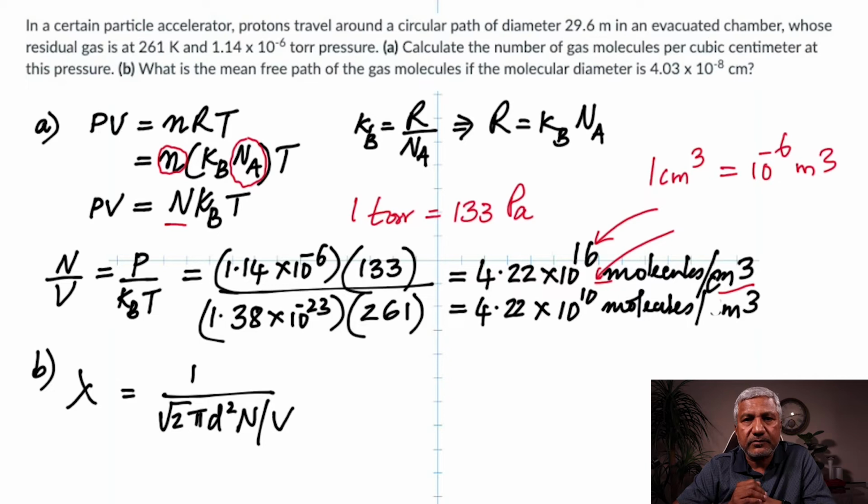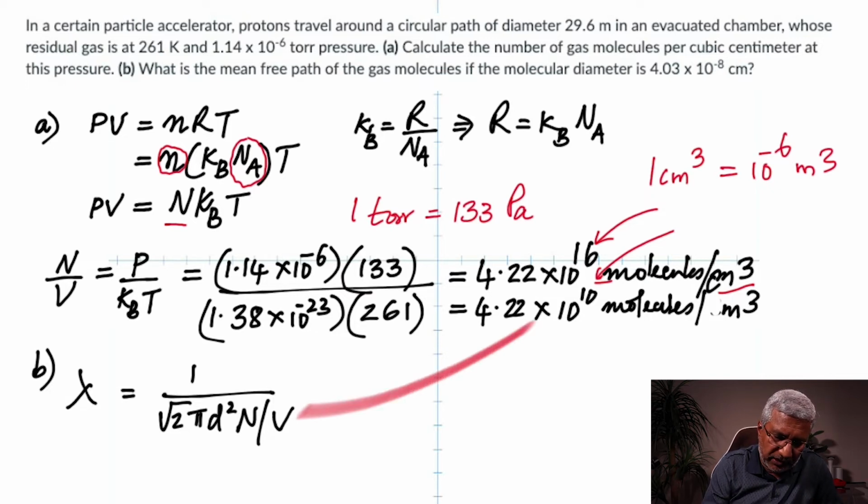Lambda is the mean free path. It's 1 by square root of 2 pi, n, d squared. Little d is the diameter, and n is the number of molecules, which we already calculated. Actually, we calculated n over v. So whatever you get there, that's what you put in here, because we already got the value of n over the volume. The diameter is given in centimeters, so you'll have to change it into meters.